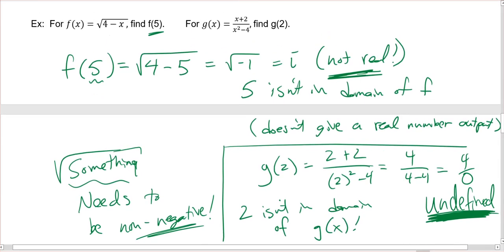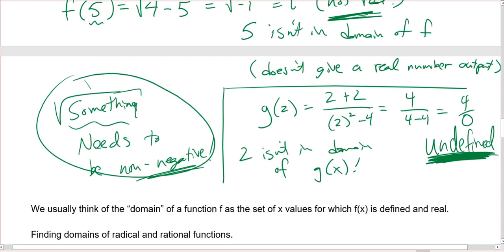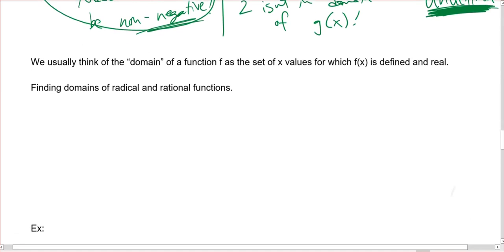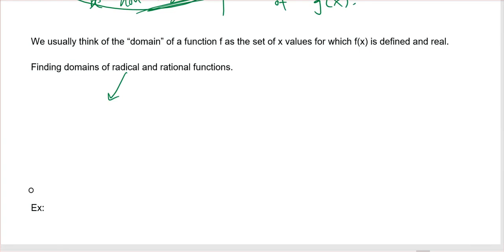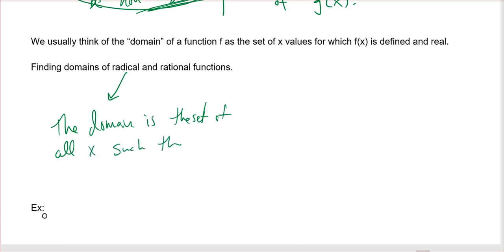And let's say something here like we did up here. So if we have a fraction, oh yeah, that's right here. Let's say this in general. So, domain of a radical function. Let's write it in words. So the domain is the set of all x such that any radicand is non-negative.